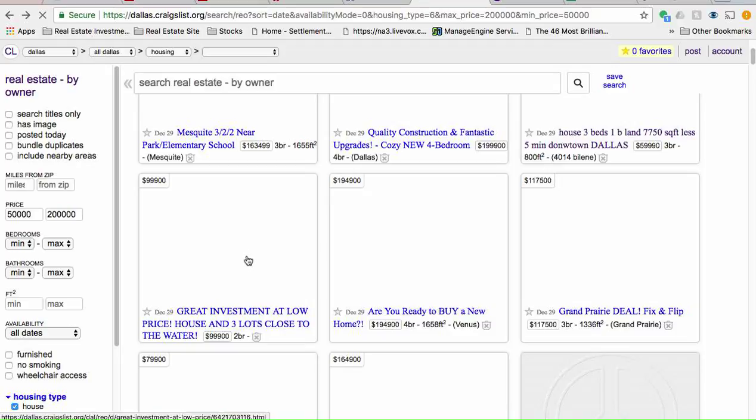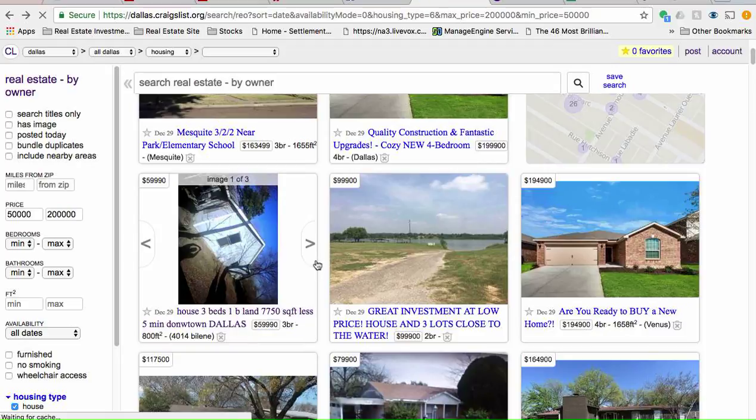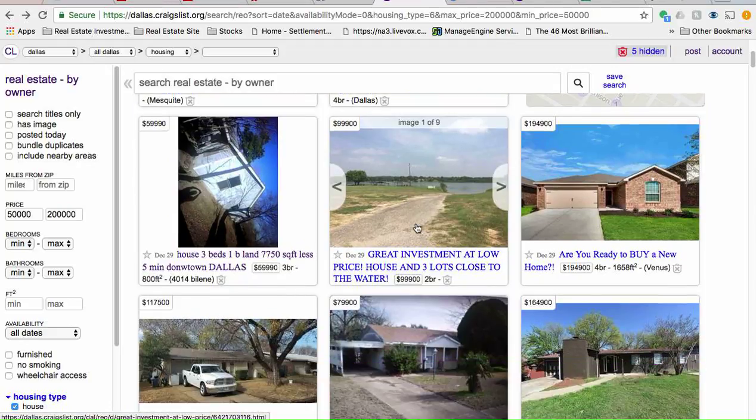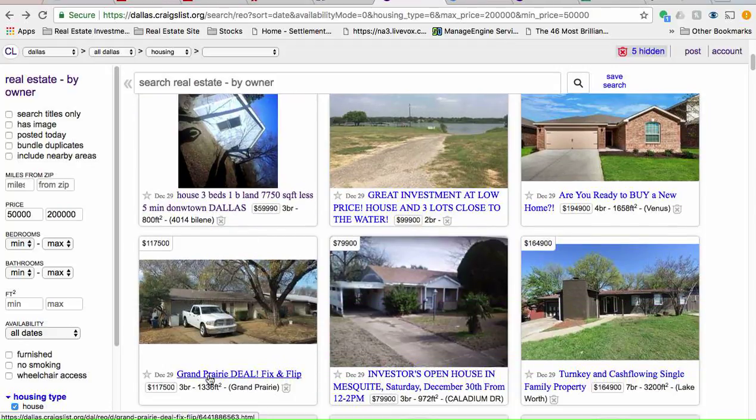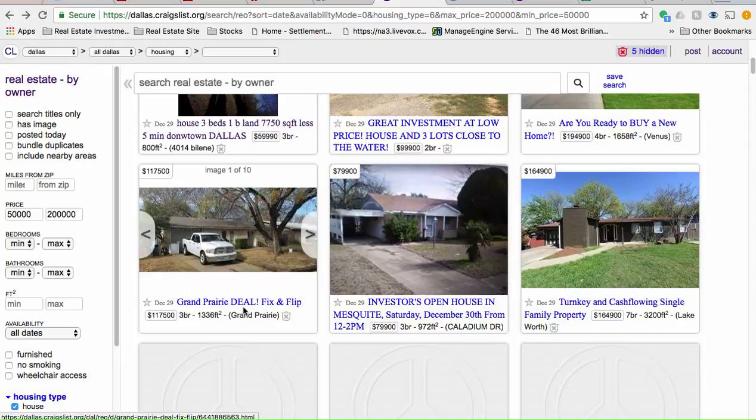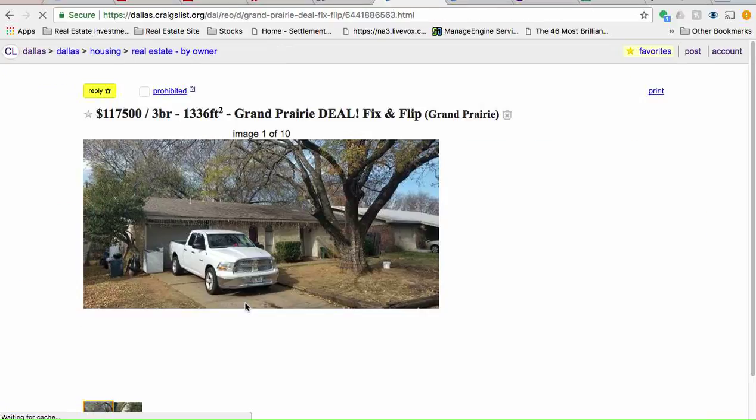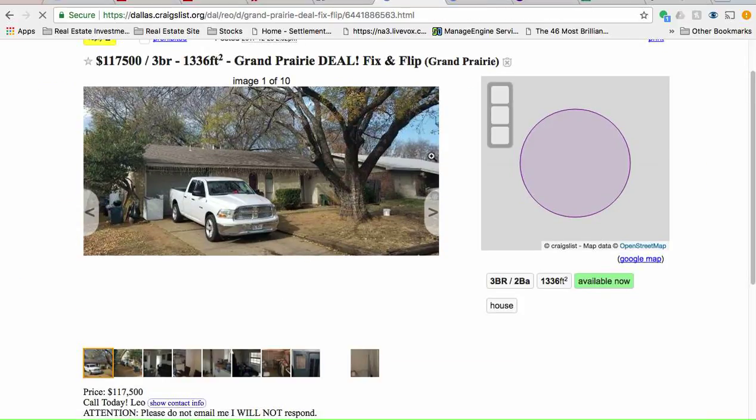But that's one person. Then you want to go to the next person, and the next person. I'm just going to go ahead and save this guy for later. There we go. And then you want to go to the next one. Here's Grand Prairie. This guy has, oh, we already skimmed through his pictures.